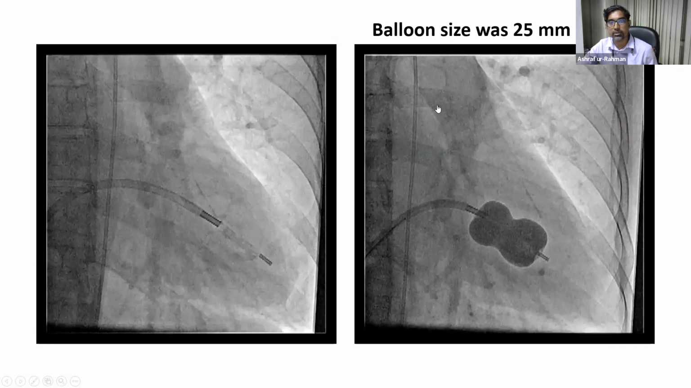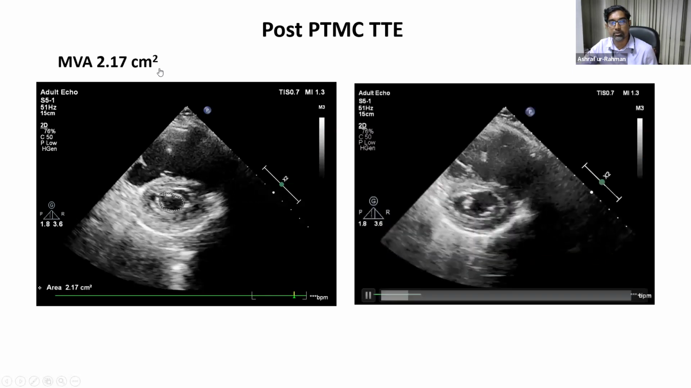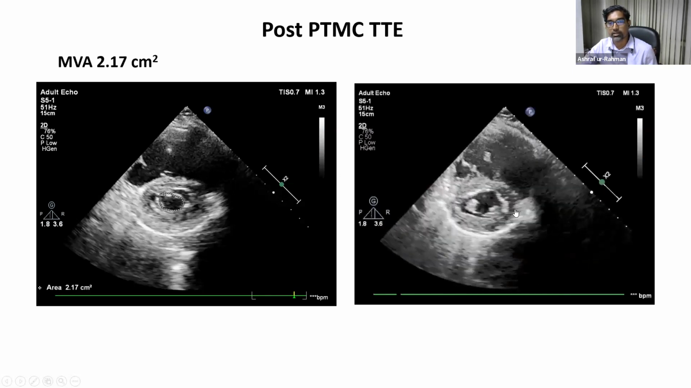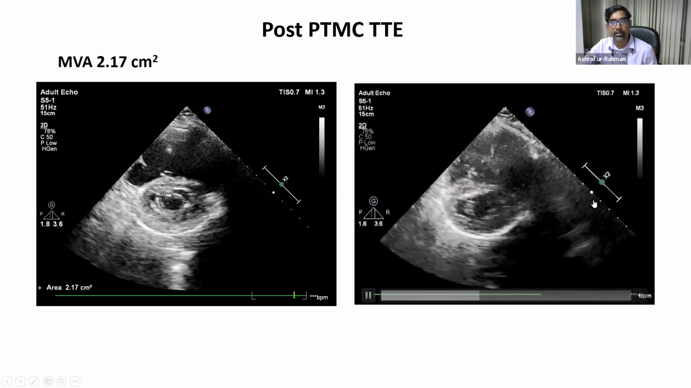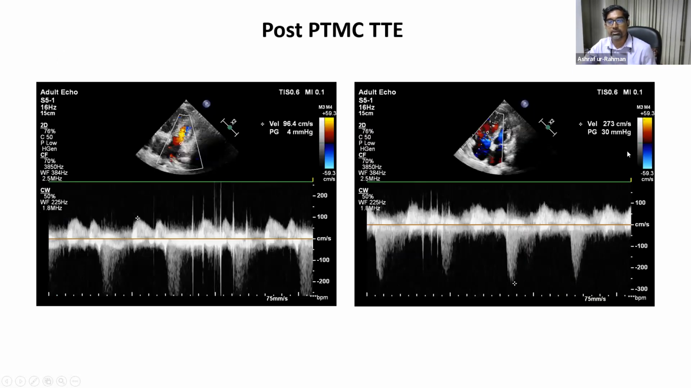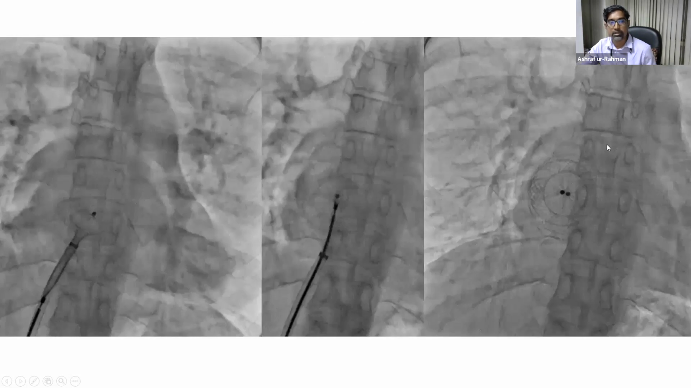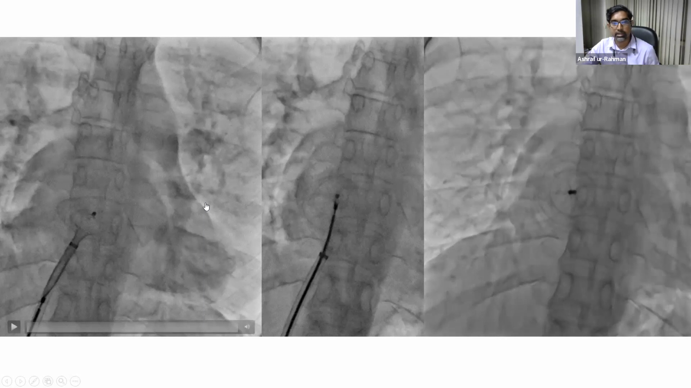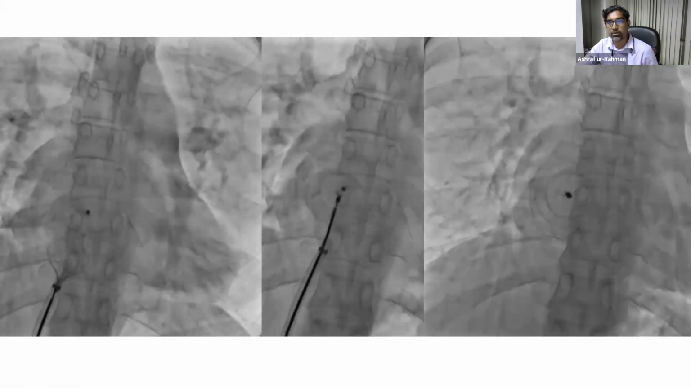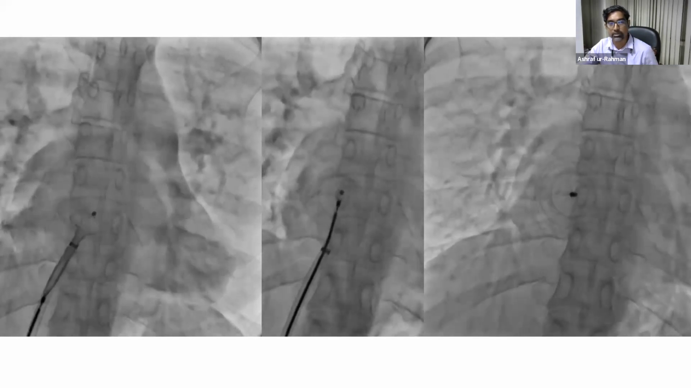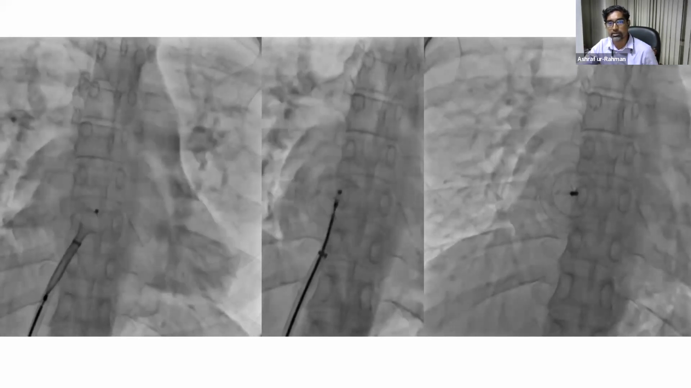So we proceeded with first PTMC for that lady, and the balloon size was 25 millimeters. PTMC was successful. You can see the valve area improved to 2.17 centimeters squared, and commissures are split. After PTMC, the transthoracic echo shows the mean gradient is 4 and PASP is 35. And then after 2 weeks, after stabilizing her, we proceeded with the ASD device for her. So we ensured a complete structural solution for the lady with Lutembacher syndrome.